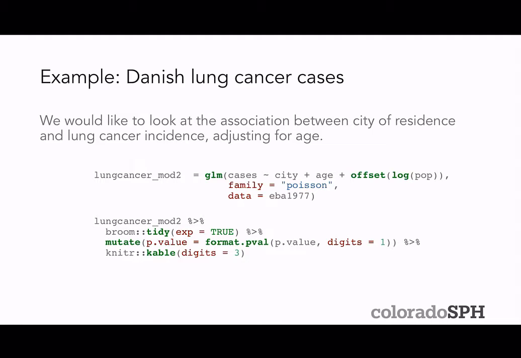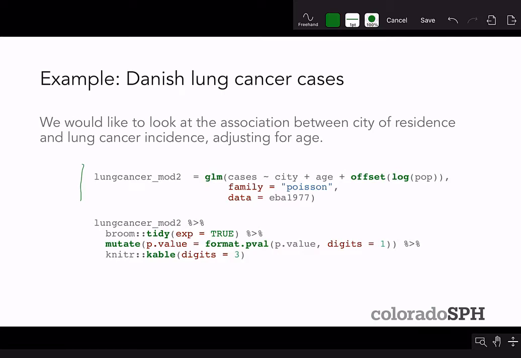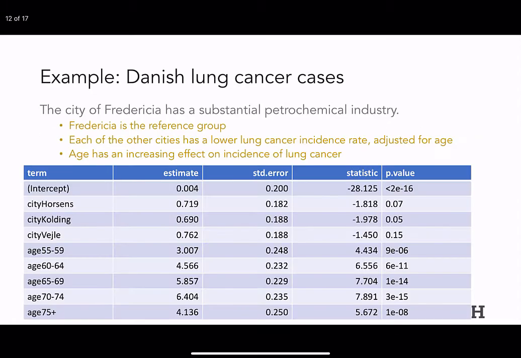So let's say we would like to look at the association between city of residence and lung cancer incidence adjusted for age. So I'm going to run a second model here. I still have to include the offset term for the population per city and age group, but I'm now also adding the covariates city and age that we're interested in. I'm going to again use the tidy function from the Broom package and exponentiate the coefficients to pull out exponentiated coefficients from this model. And these are printed on the next page.